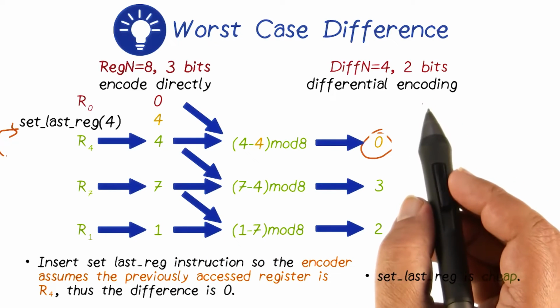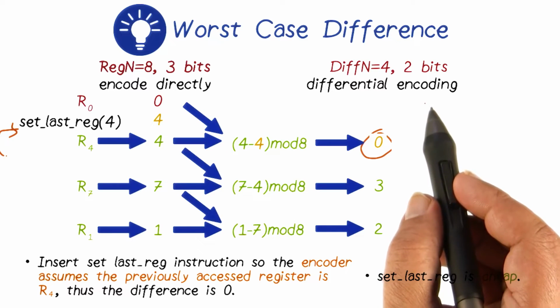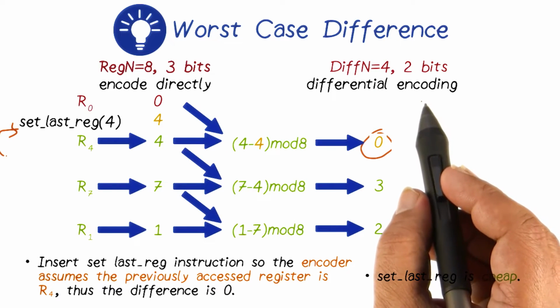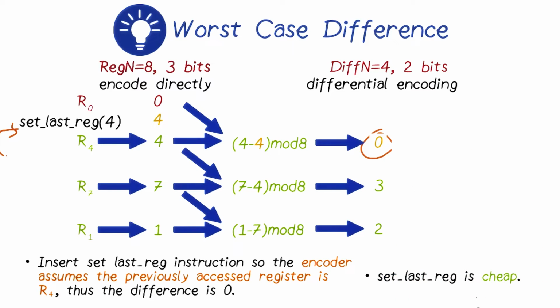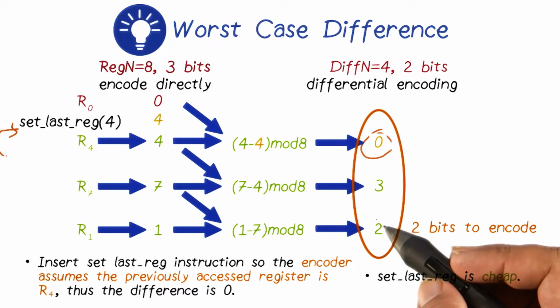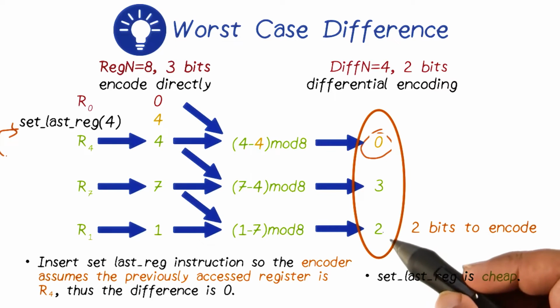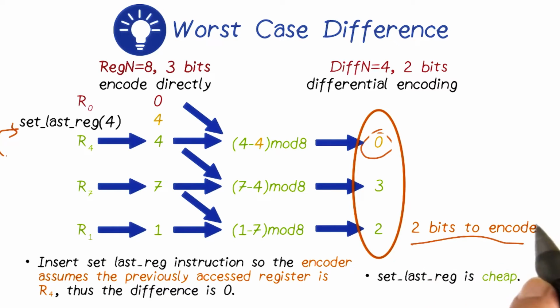And in such an example, again the 2 bits are sufficient. Whichever differences can be encoded by using 2 bits will be encoded using those, and others will be simply set last register instructions. So again, as one can see, by using the set last register instruction, the differences are kept encodable to again only 2 bits, which are sufficient.